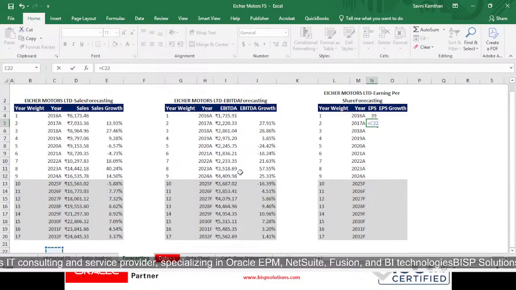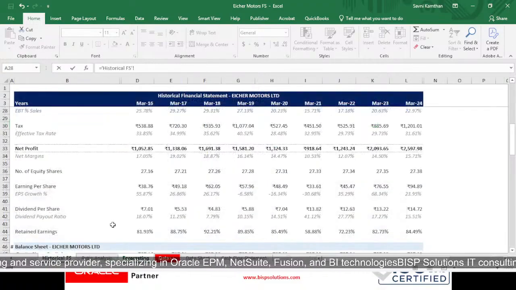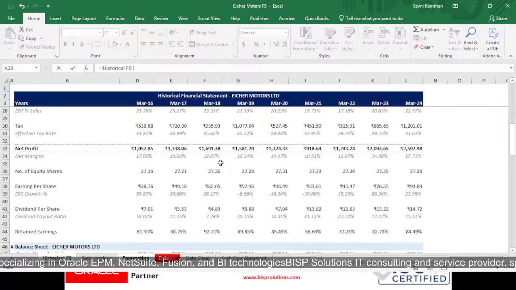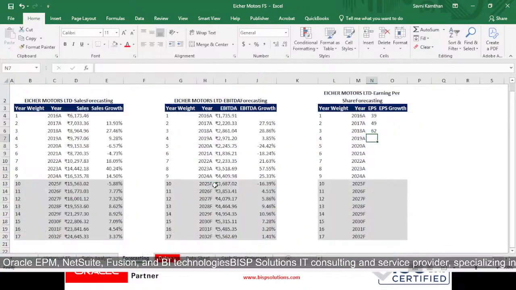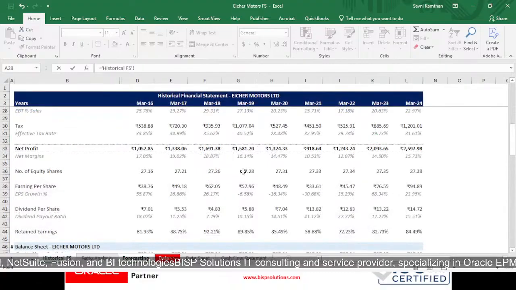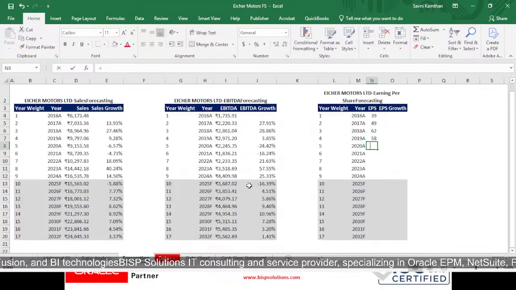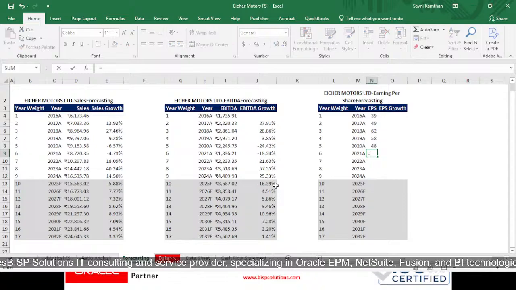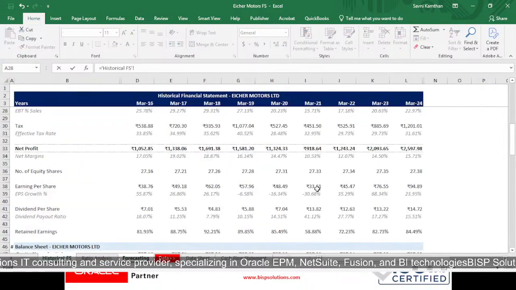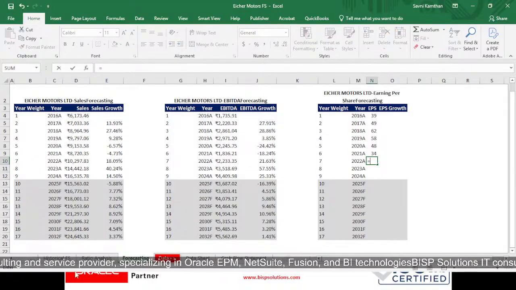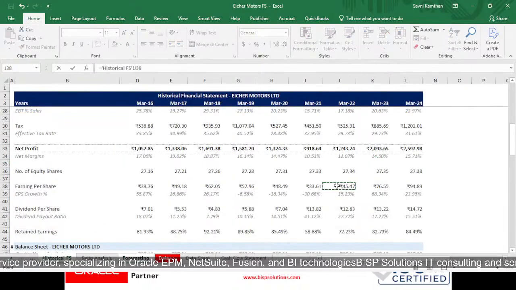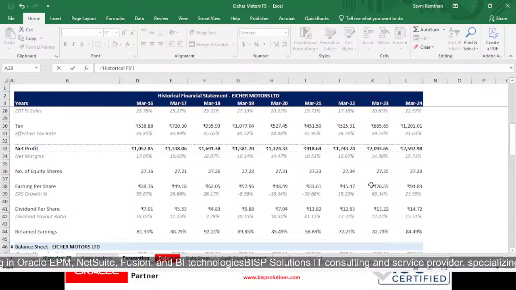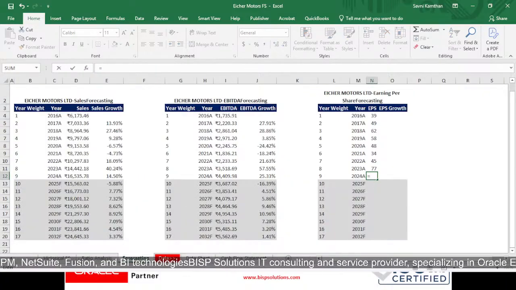Then again historical financial statements for our March 17, equals to March 18 and March 19, then March 20, then March 21, then March 2022, then March 2023, and then March 2024.